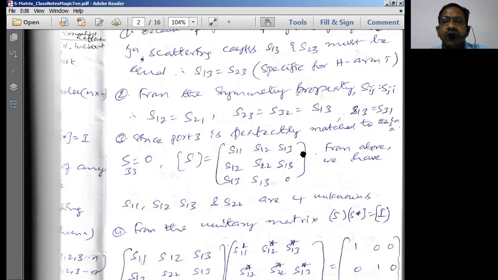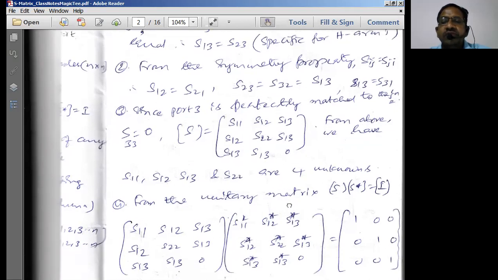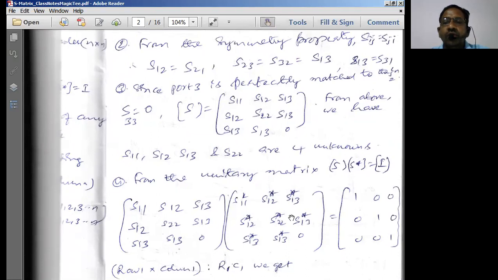S11, S12, S13 remain as they are. The next one is S21. S21 is nothing but S12, and S22 is as it is. The next, S23, is nothing but equal to S13. The next one, S31, is equal to S13. Then here it's going to be S32, which is also equal to S13. So we have to simply reduce this to known simplified parameters.